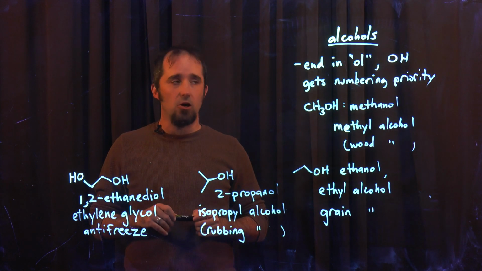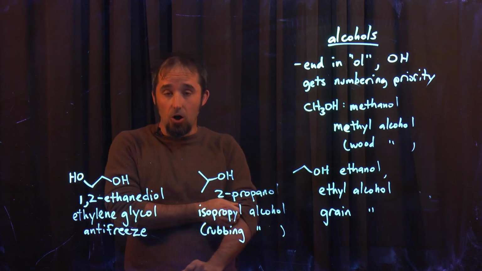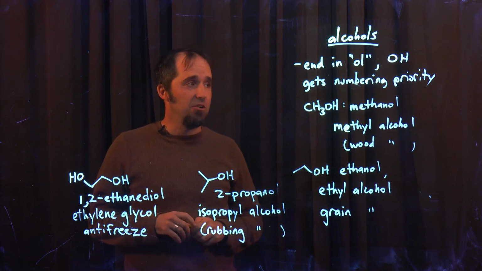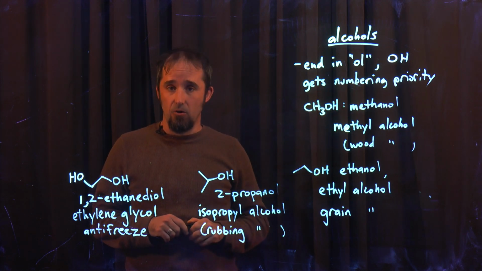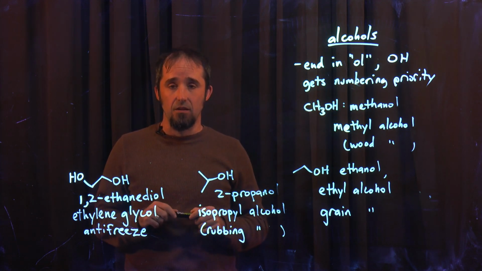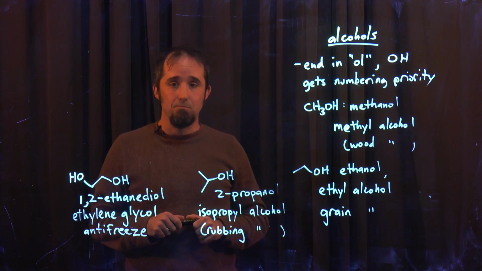Let's talk about alcohols. Alcohols, when we name them, it's usually going to end in "ol" if the alcohol is the most important functional group. And if it is, the OH gets the numbering priority. And so we're going to try and name it the lowest number we can. Simple alcohols, CH3OH is methanol.